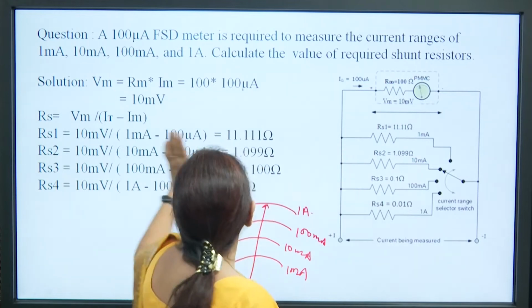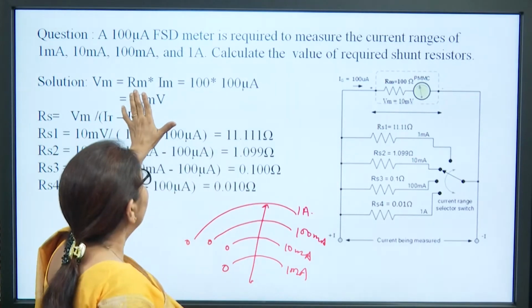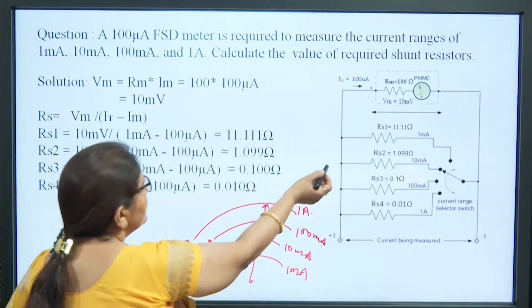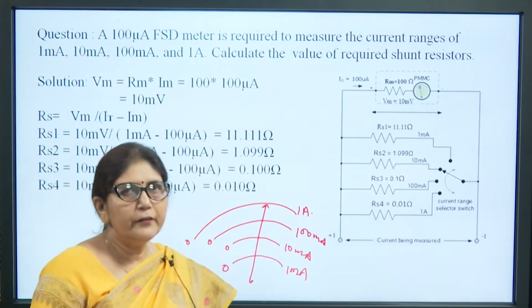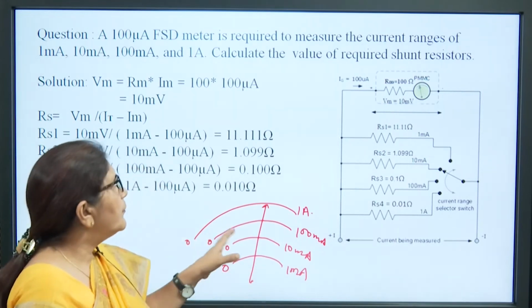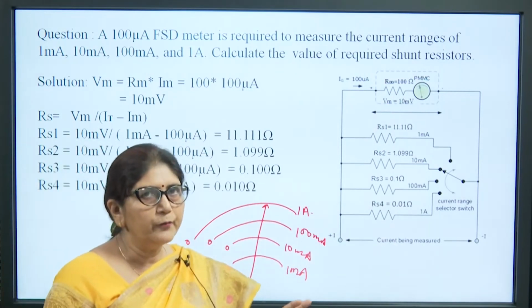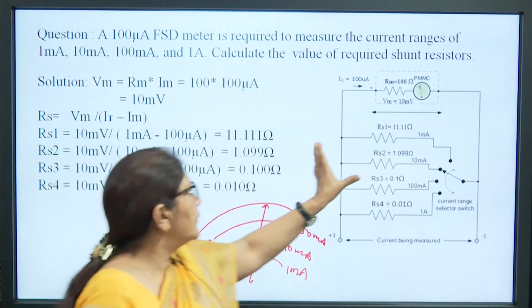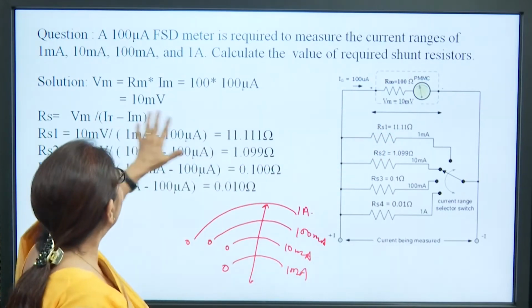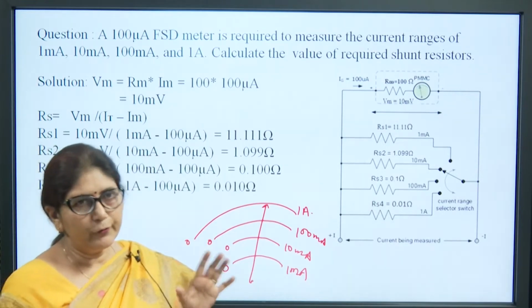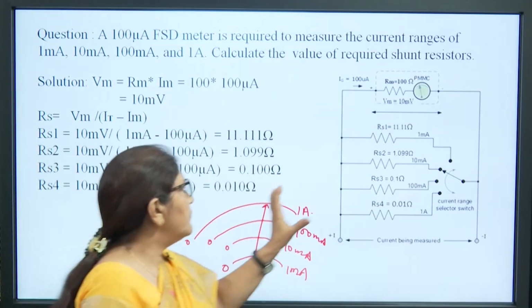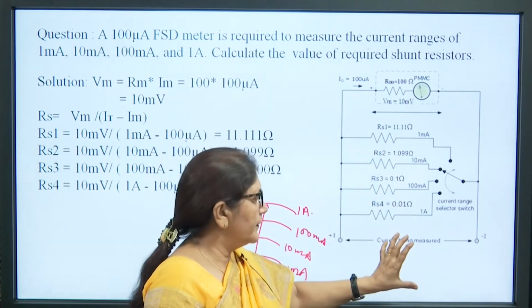So, as we can see, Vm is equal to Im Rm. Here the full scale deflection current is given as 100 microampere and the resistance is 100 ohm. So, the voltage drop across this meter will be 100 microampere into 100 ohm resistance, so it is 10 millivolt. Okay. So, the same voltage drop will appear across all the resistances.